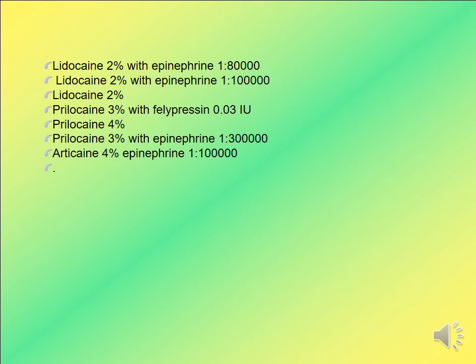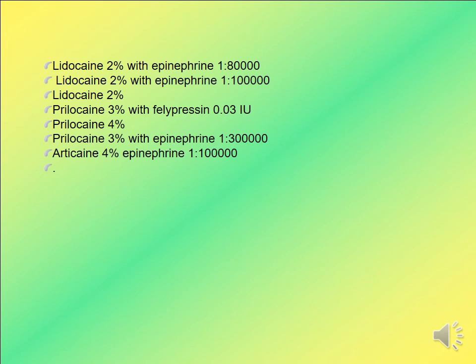We have plain anesthesia as lidocaine 2%. We have lidocaine 3% with felypressin at 0.03 international unit, in cases where there is a contraindication to using epinephrine or norepinephrine, such as in patients with hypertension, hyperthyroidism, or any disease that contraindicates the use of adrenaline or noradrenaline.